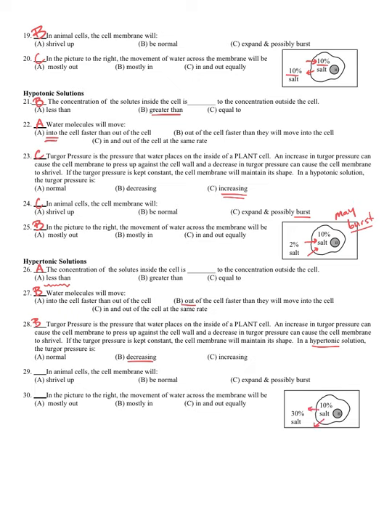Number 29. In animal cells, the cell membrane will shrivel up, and so animal cells in hypertonic solutions shrink because they lose water. And lastly, 30 says in the picture to the right, the movement of water across the membrane will be, and that is A, mostly out. Because there is a 30% salt solution outside of the cell and a 10% salt solution inside of the cell, water will be pulled out of the cell towards that 30% salt solution.